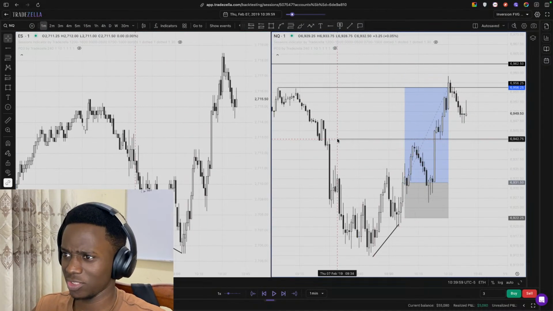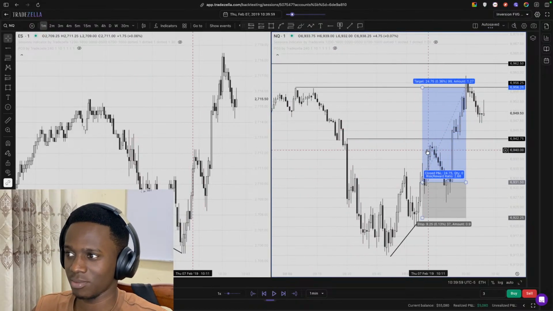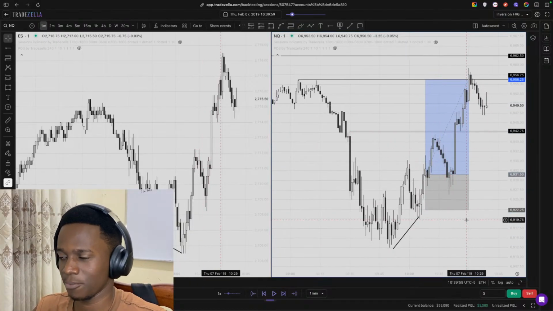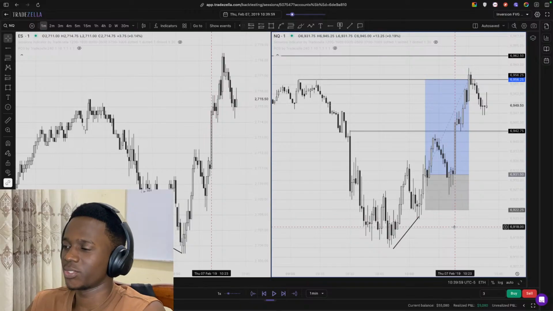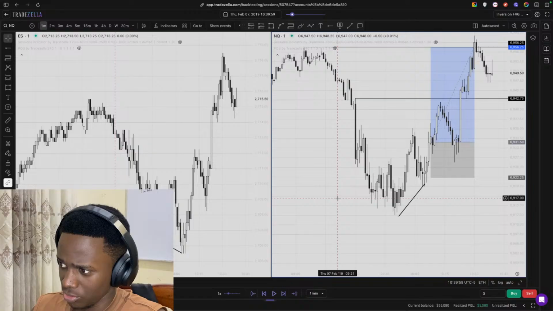So maybe we should use some realistic targets to move to break even. But there are some cases where price just edges this 930 high and then reverses and runs all the way here. So you just have to make the decisions based on what you think the market is going to do next. It's not that big of a deal.